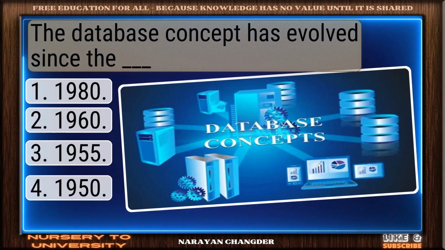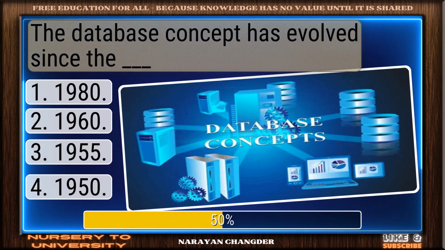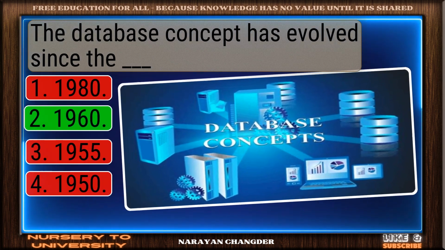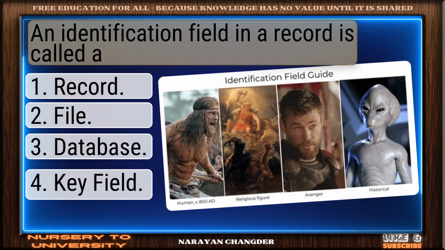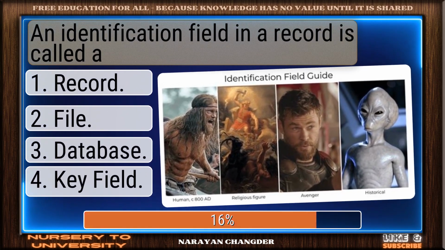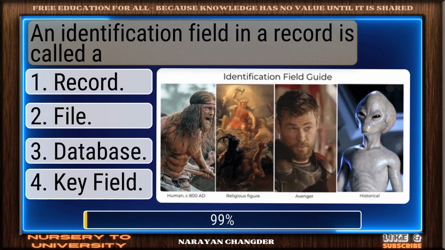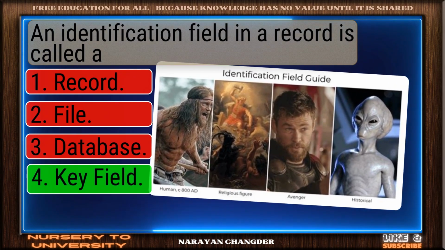Question number 3. The database concept has evolved since the dash. Well done. 1960 is the right choice. Question number 4. An identification field in a record is called a... Right choice. Key field is the best answer.